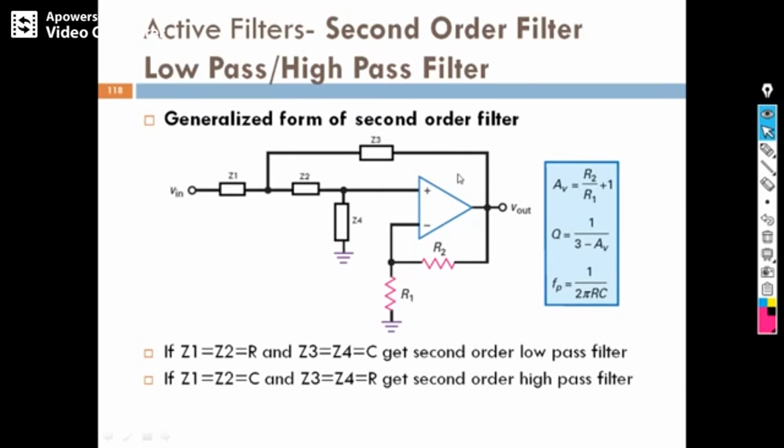Second order high pass filter. Here the components Z1, Z2 are C, C and Z3, Z4 are R, R to get a second order high pass filter, and to get a second order low pass filter, the roles are swapped. So this is the diagram for the generalized form of the second order high pass and low pass filter.